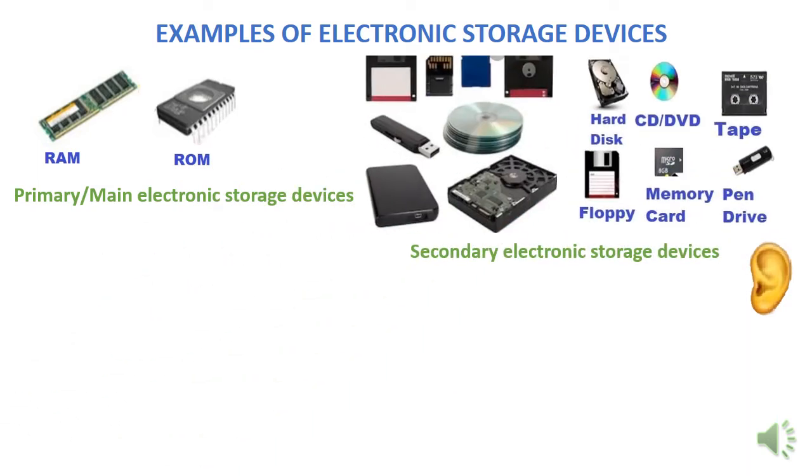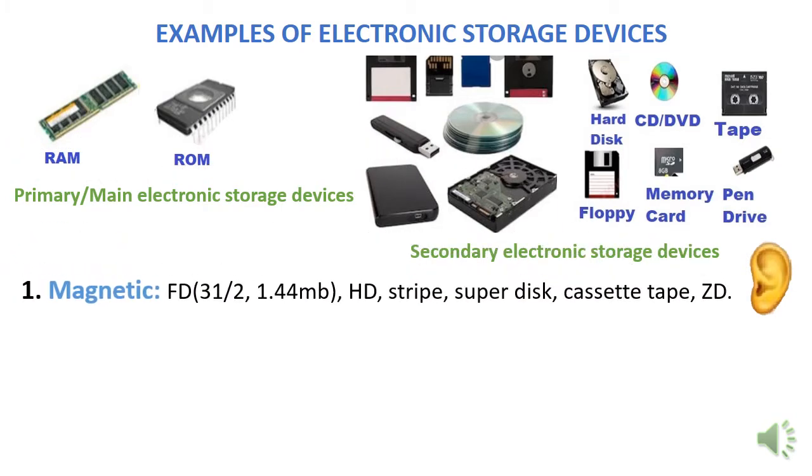We have hard disks, internal and external. We have pen drive. We have CD or DVD. We have tape. We have floppy disk, and we have memory card and the likes of them. All these and many more are the examples of secondary or permanent electronic storage devices that we have.